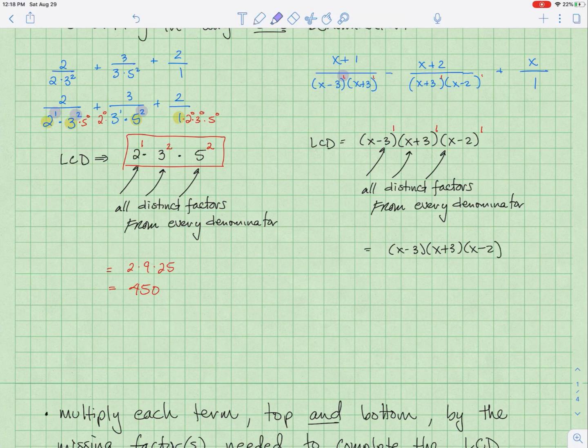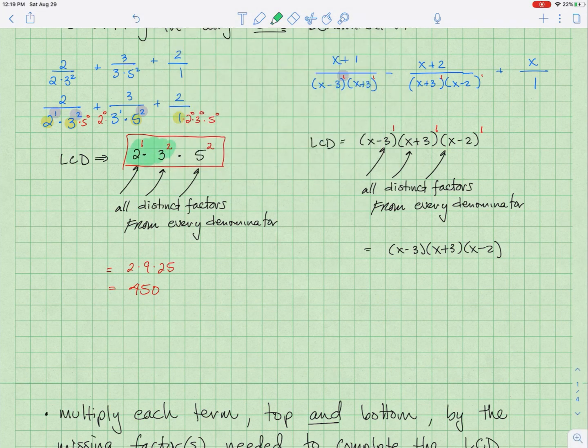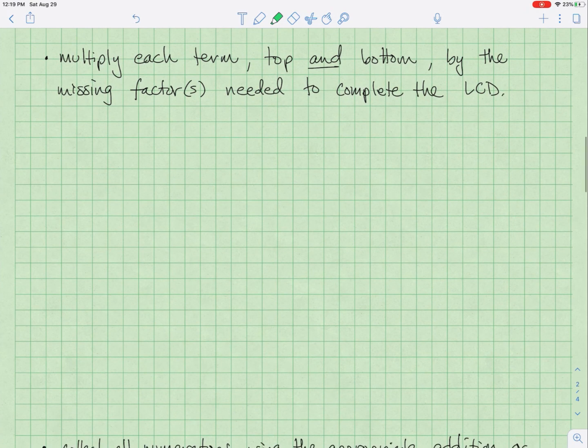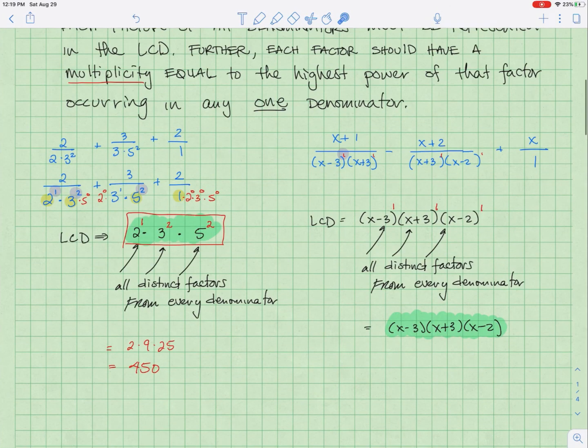So now we have our LCDs. So the question is, how are we going to use them? Well, that's the next step. So let's talk about that. Multiply each term, top and bottom, by the missing factor or factors, if there's more than one, needed to complete the least common denominator. So let's take a look at that with our fraction.